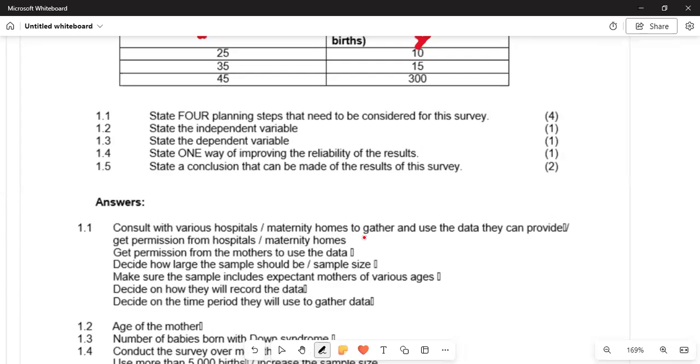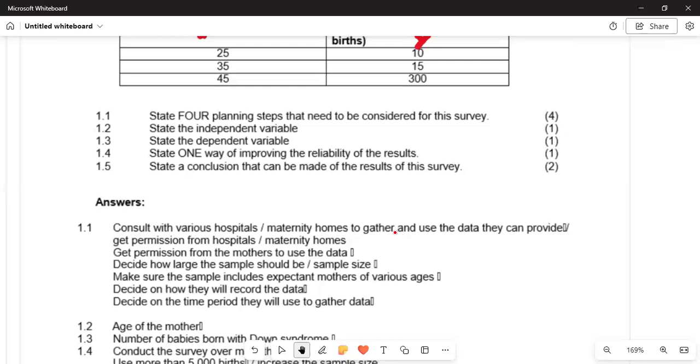Number 2, get permission from the mothers to use the data. Number 3, decide how large the sample should be; the size of the sample must be taken into consideration, and make sure the sample includes expectant mothers of various age groups. So pregnant mothers must also be included. And lastly, decide on the time period they will use to gather the data. Let us move on, and then you get your 4 marks.